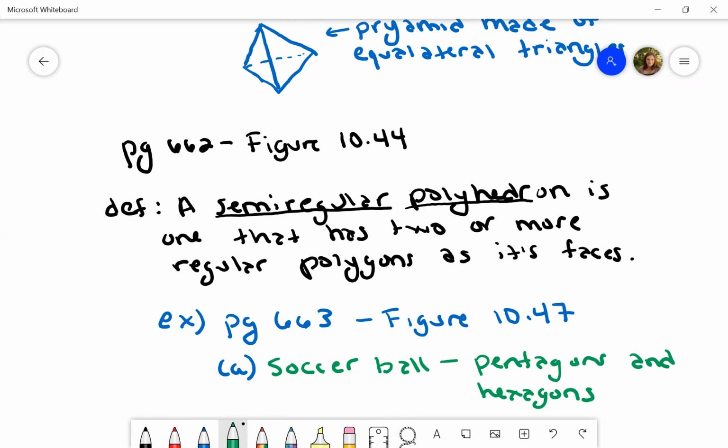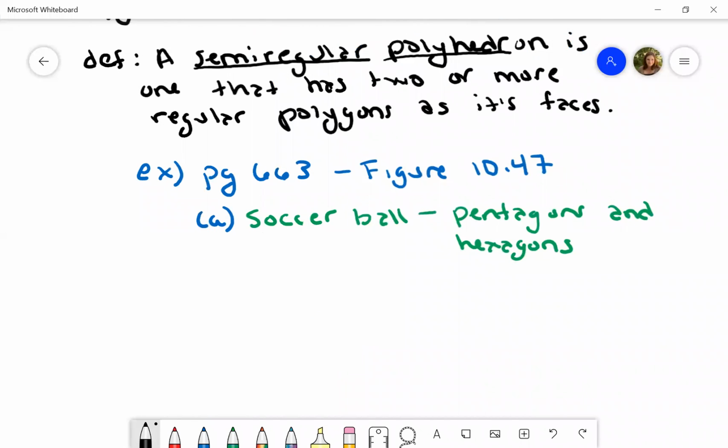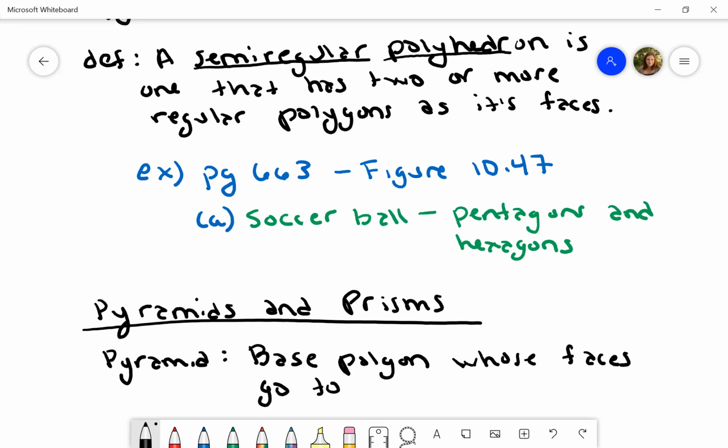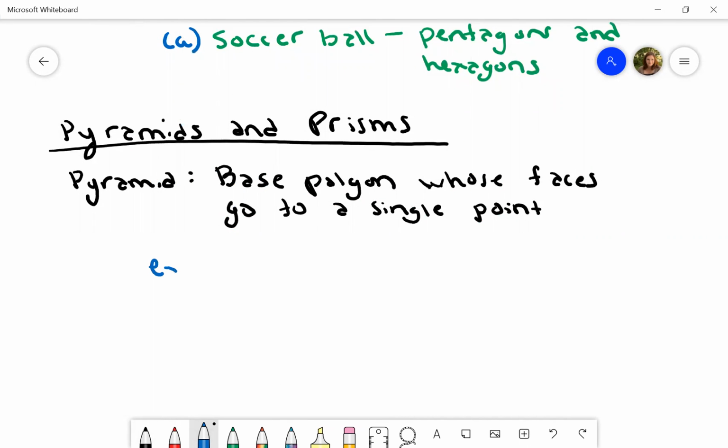All right. Now I mentioned a pyramid, and a pyramid has a specific connotation in geometry. So let's talk about pyramids, and we're also going to talk about prisms at the same time. Pyramids and prisms, they kind of go hand in hand. So a pyramid is when you have a base polygon whose faces go to a single point. So like the pyramids that we see in Egypt, where they may have a square base.